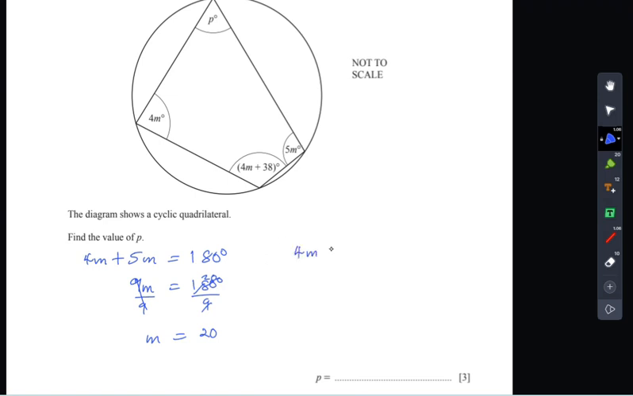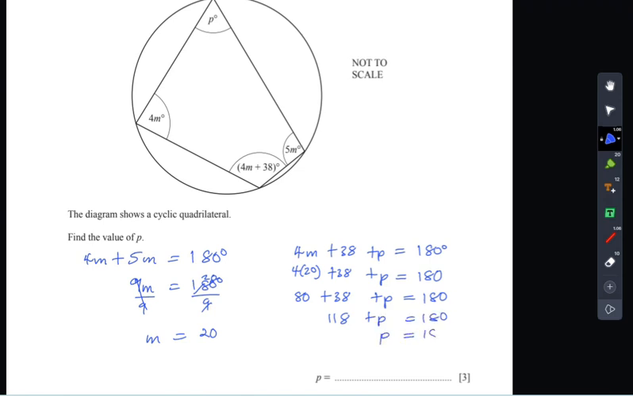Right, so if m is 20, what it means is that if we add 4m plus 38 plus p, we must also get 180 degrees. So this is 4 times 20 there, plus 38 plus p equals 180 degrees. This is 80 plus 38 plus p equals 180. 80 plus 38, we get 118 plus p equals 180. So p is equal to 180 minus 118. I get 62.